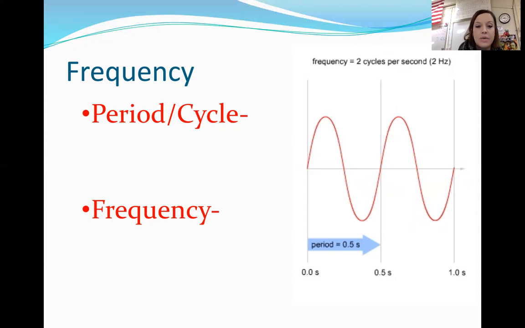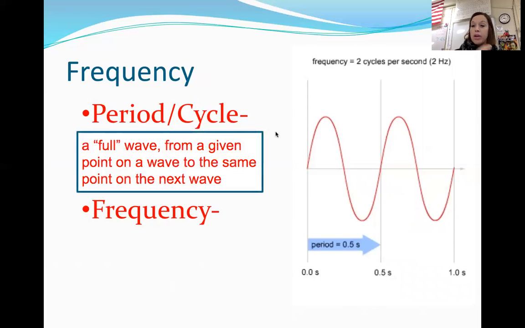Okay, here's what you need to write. The period or the cycle of the wave is a full wave from one given point on a wave to that point on the next wave. So when it goes all the way up and all the way down and then back to rest position, we call that a cycle or the period of the wave. So everybody needs to write that down. You don't have to write every single word, but enough that you would get it right on a short little quiz.